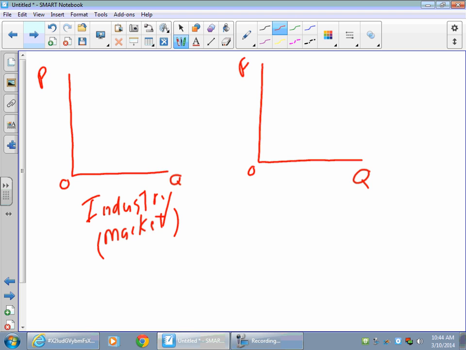But again, for the industry, in pure competition, the firm over here on the right side is the individual firm, the individual orange grower. They are a price taker, right? They take the price that the industry sets. So over here on the industry side, we have demand that's downward sloping. We have supply that's upward sloping.